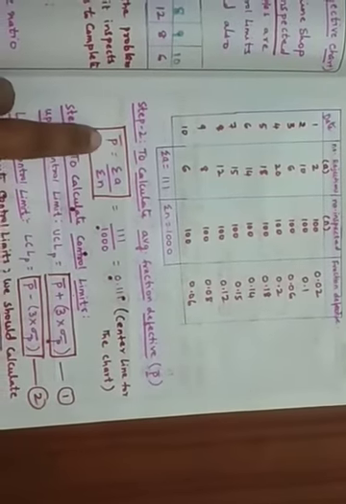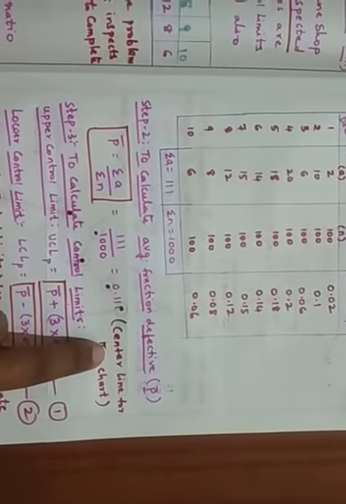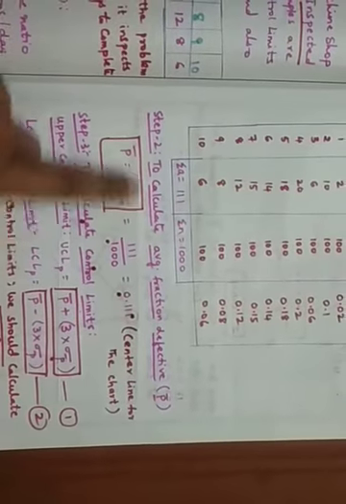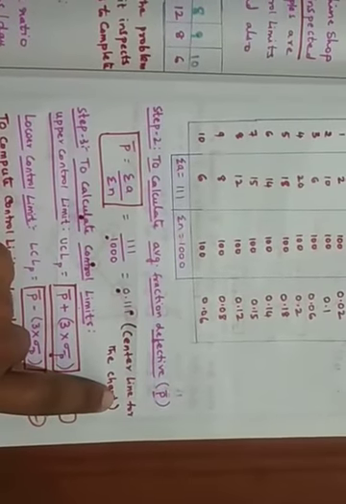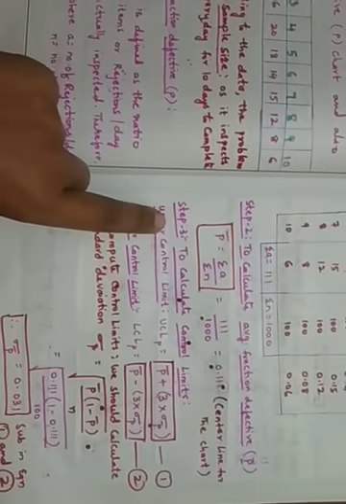So this P bar or average fraction defective is used for plotting the graph. As I said, one is the center line, the second one is the upper control limit, and the third one is the lower control limit. So this P bar will be the center line for the chart that you are plotting. And the next step is to calculate the control limits.